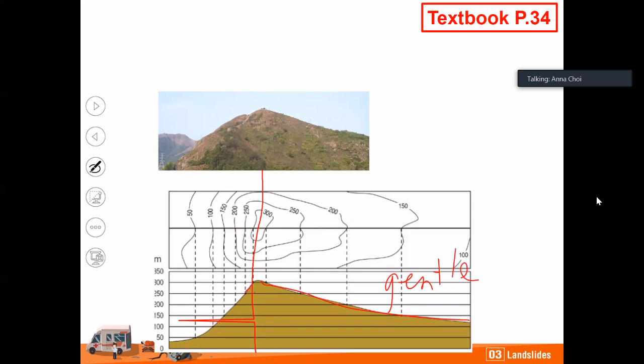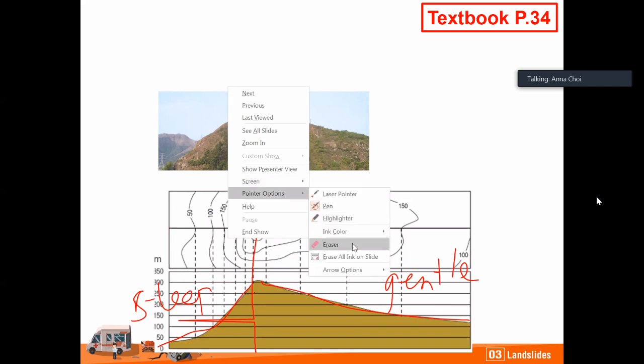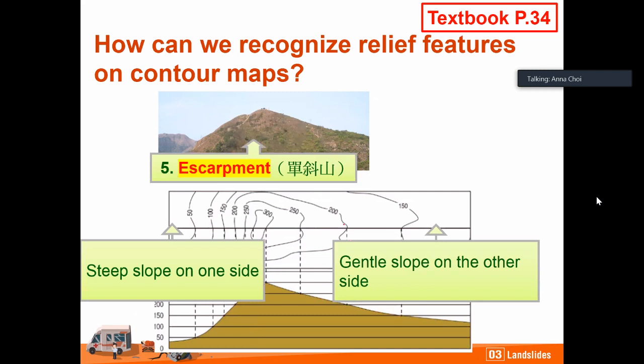And your left hand side here is still a steep slope. If we just look at them side by side, but if we are talking about it as a whole, then this one we have a special term called escarpment. That means as long as one side is a gentle slope, and the other side is a steep slope, we call this one an escarpment.